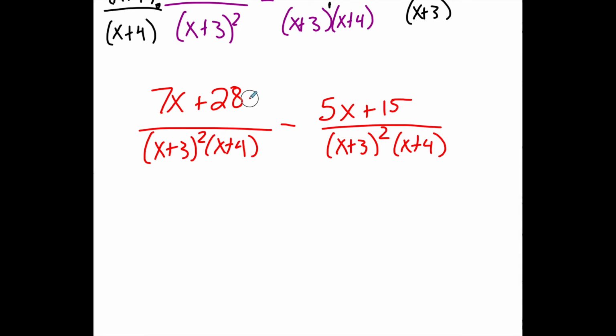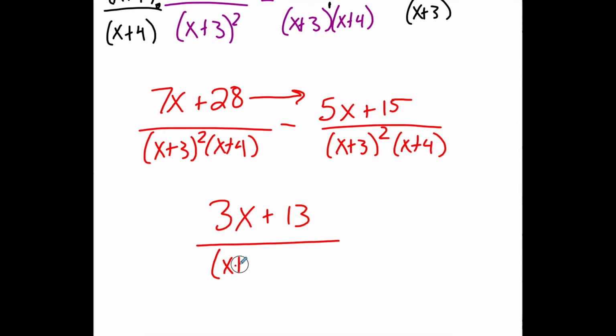The denominators are the same. We'll go ahead and add across the top. 7x minus 5x is 3x. 28 minus 15 is 13. Okay, over (x plus 3) squared times (x plus 4).